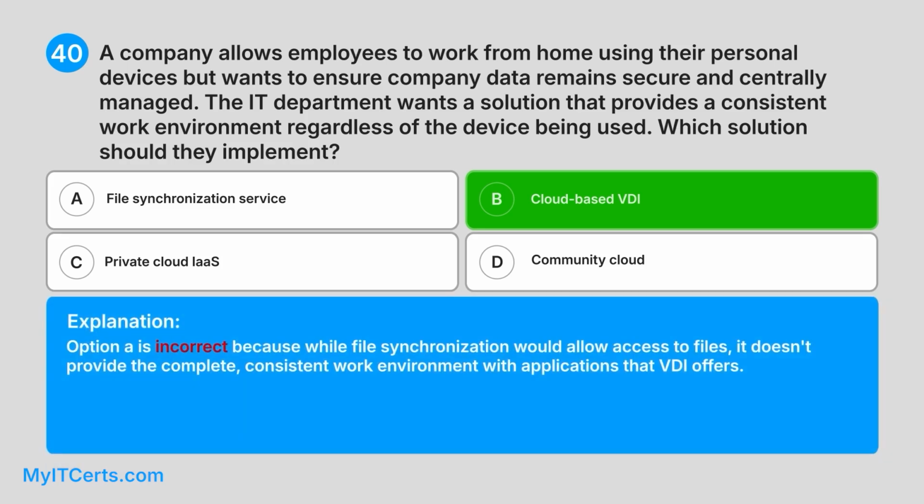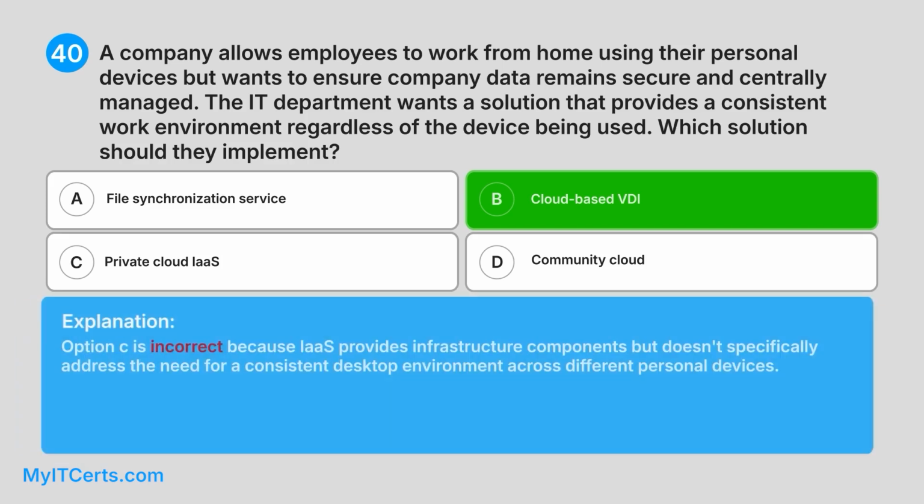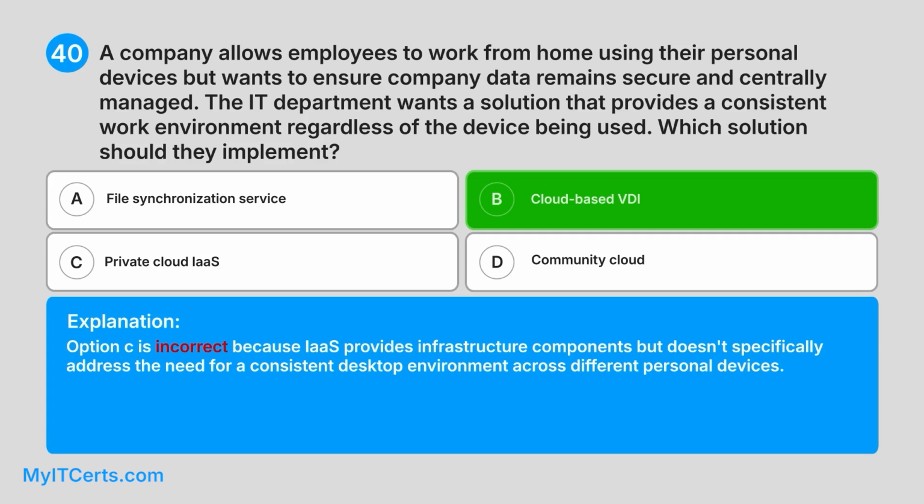Option A, file synchronization service, is incorrect because while file synchronization would allow access to files, it doesn't provide the complete, consistent work environment with applications that VDI offers. Option C, private cloud IaaS, is incorrect because IaaS provides infrastructure components, but doesn't specifically address the need for a consistent desktop environment across different personal devices.